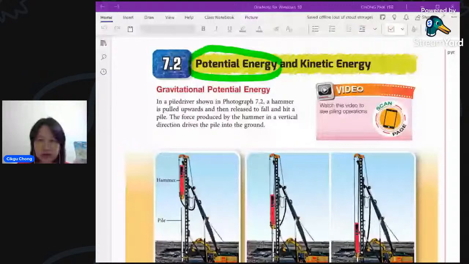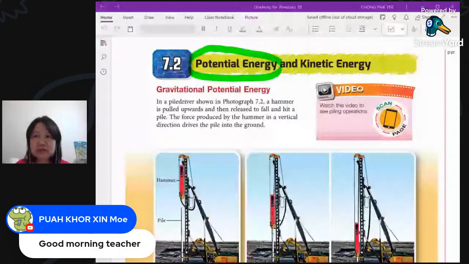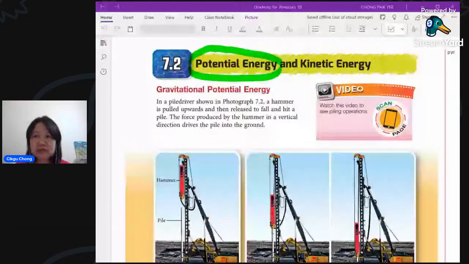Today's lesson is important because you need to understand and you also need to know how to use the formula to calculate your energy. I hope by the end of today's lesson, you will know how to use the formula to calculate two types of potential energy. Actually there are two types of potential energy. Let's look at the two types. First of all, what is potential energy?